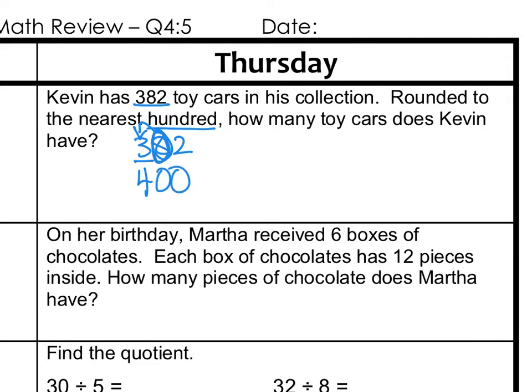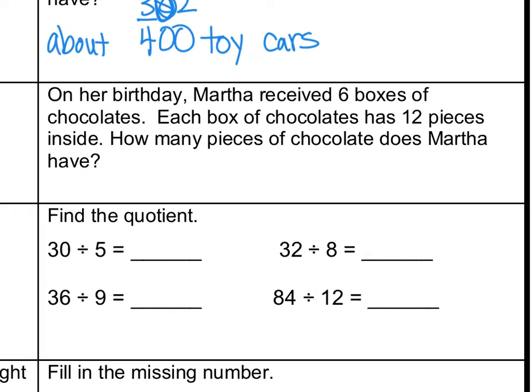And the label that we need is how many? It's toy cars, 400 toy cars. And since we're rounding it, we really need to say it's about 400 toy cars.